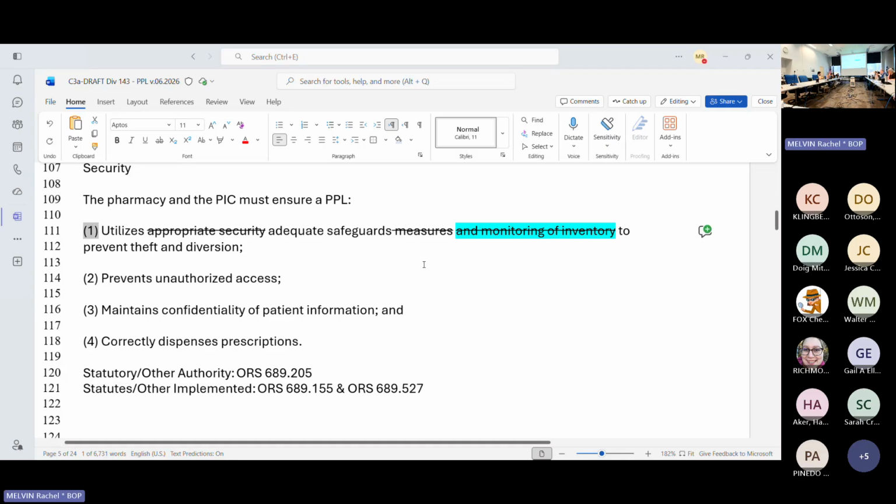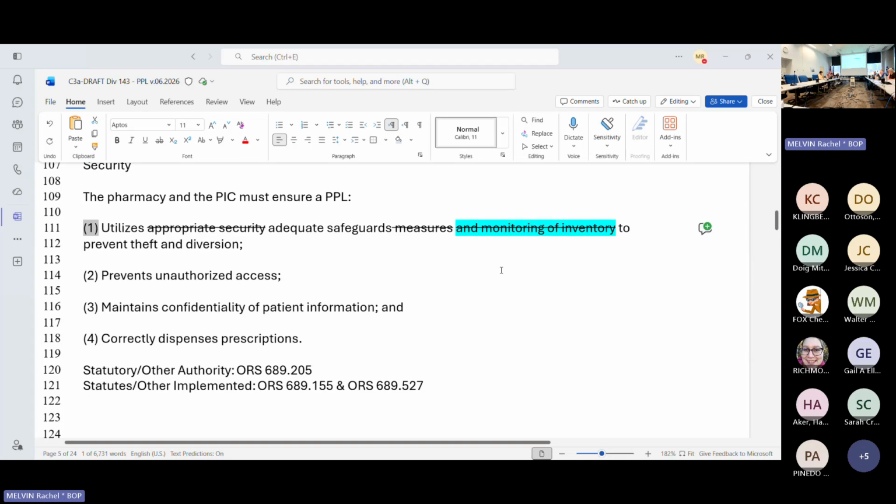I hate it. No, that's fine. Adequate, appropriate, yeah. If you want to be consistent, that's fine. Vice President Kirkbride. I like it a lot. Okay, so we will modify that.